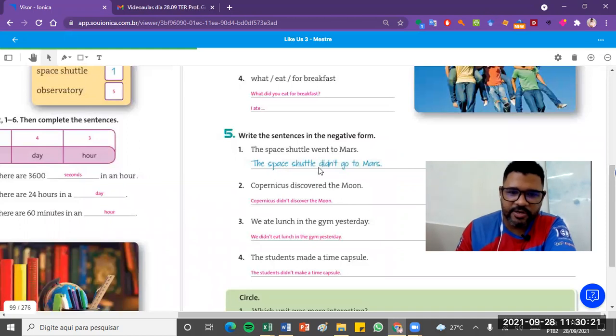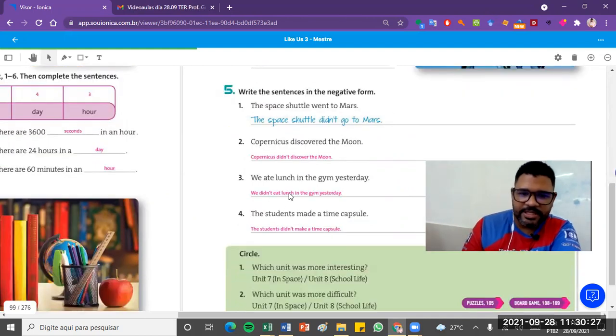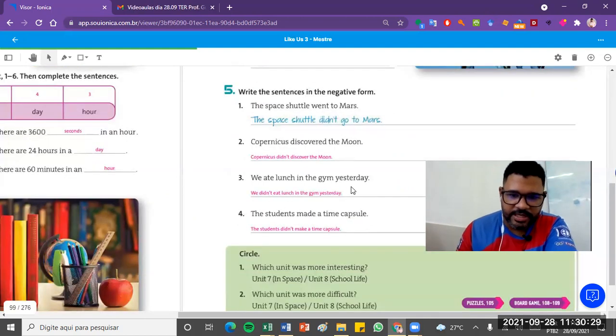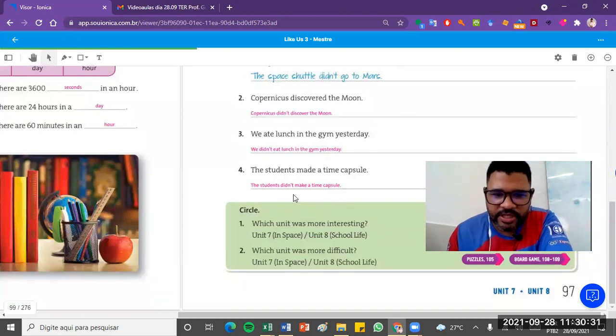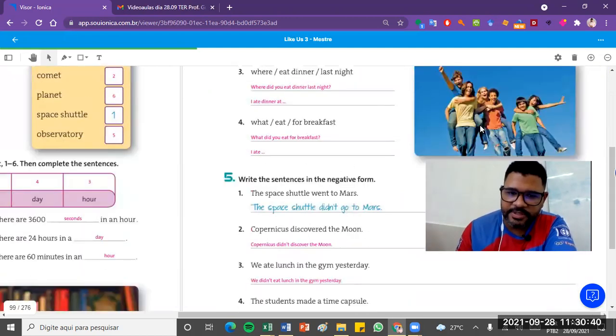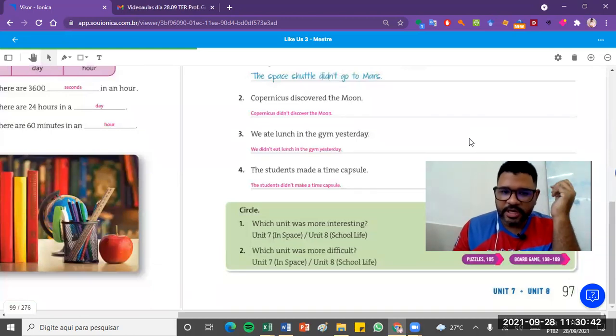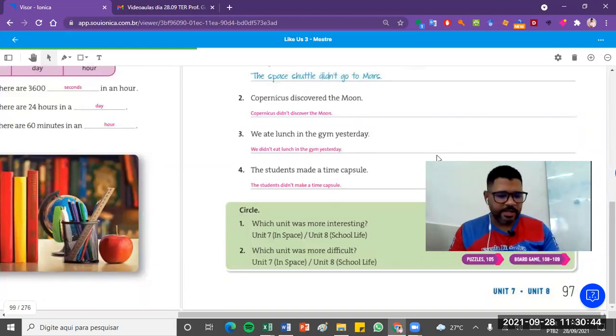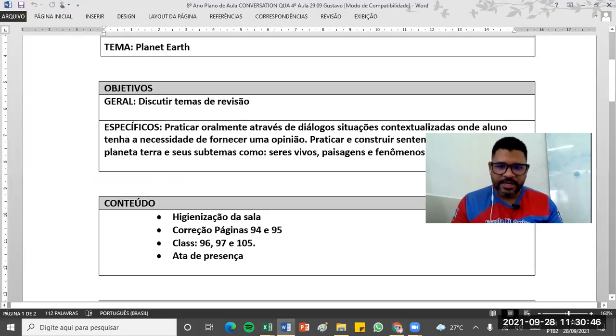Então, the Space Shuttle didn't go to Mars. Copernicus didn't discover the moon. We didn't eat lunch in the gym yesterday. The students didn't make a time capsule. Who did you see at school yesterday? Esse daqui já é outra questão. Ok? E agora, para finalizar, let's go to page 105.